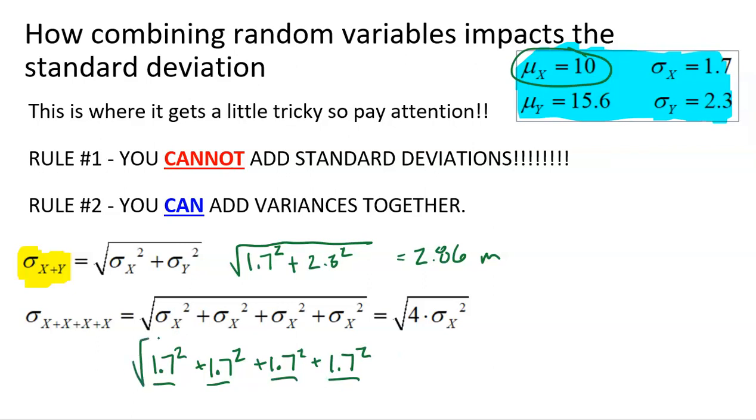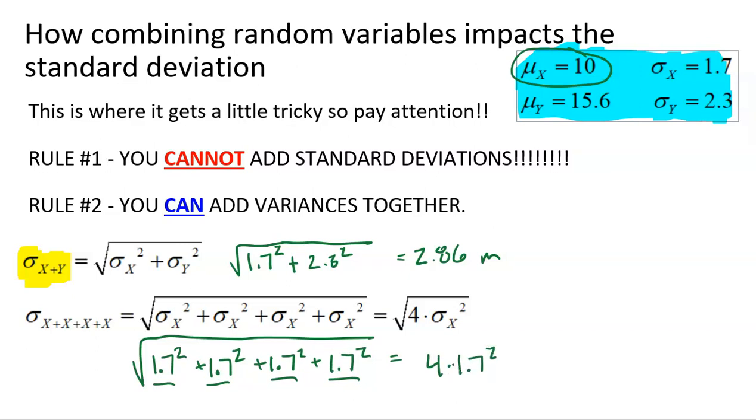And then I have to put a giant square root around all of that to combine all of that variance together, square root it all to get back to the standard deviation. Now, once again, I know that 1.7 squared repeated could be written as 4 times 1.7 squared. I'm okay with understanding that.